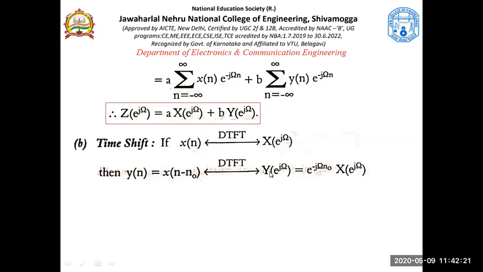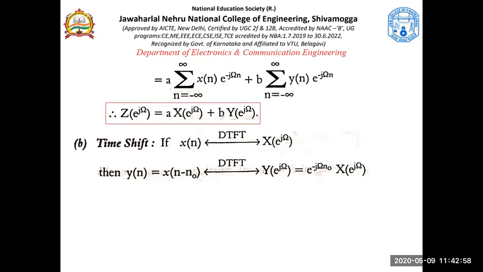In Z transform, what used to happen? You used to have z to the power minus n naught along with X of z, because you have minus n naught here. So what is z? Z is e power j omega. So always remember z is e power j omega. If you get that memory of something that you've learned in Z transform, then the things will fall in place very easily. So you do not have to bother much and memorize these things.